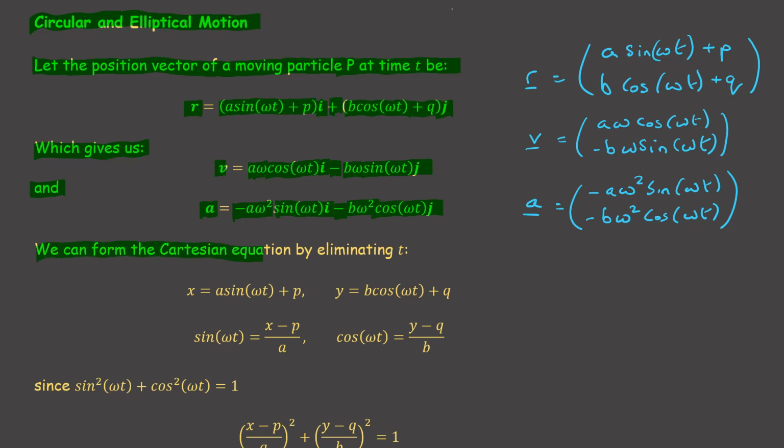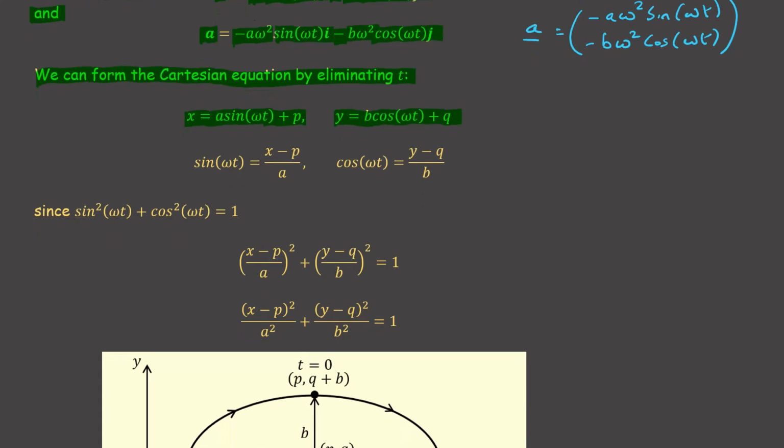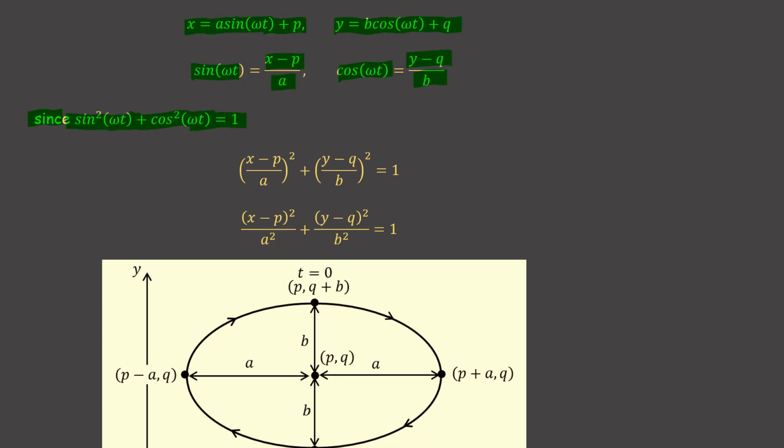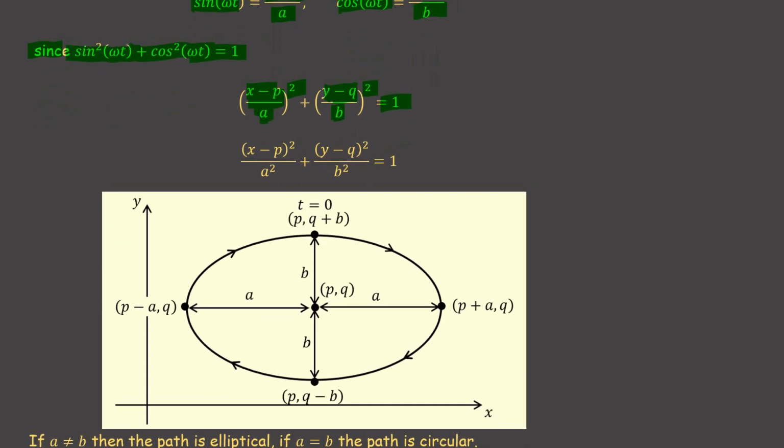We can then form the Cartesian equation by eliminating t. So working from here, we have x = a sin ωt + p, y = b cos ωt + q, and rearranging, we've got sin ωt = (x − p)/a, cos ωt = (y − q)/b. Since we know that sin² ωt + cos² ωt is 1, ((x − p)/a)² + ((y − q)/b)² must be equal to 1. And we can write that as (x − p)²/a² + (y − q)²/b² = 1.